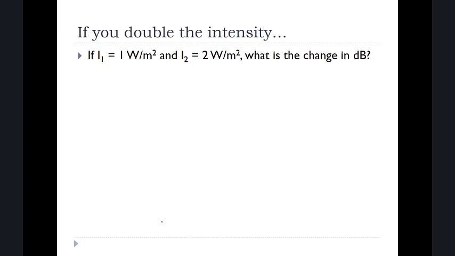The answer would be the same if I was going from 10 to 20 or 50 to 100 watts per meter squared, as long as it's a factor of 2 here. Okay, so I'm wanting a change in dB. That's a delta beta in dB, right? And I want to do final minus initial.